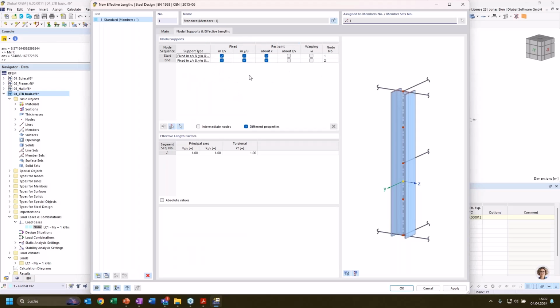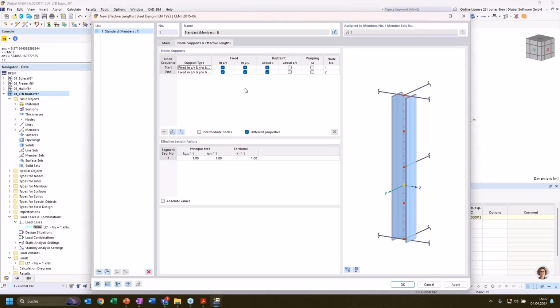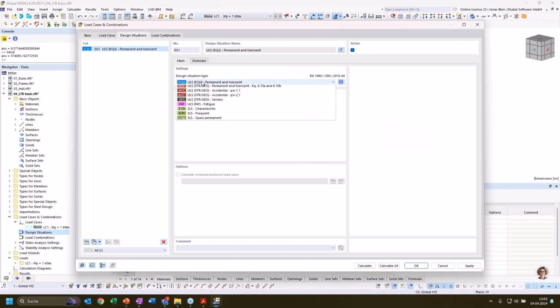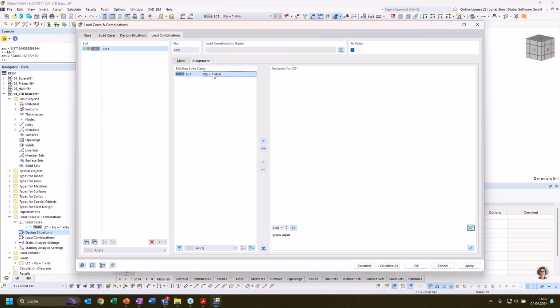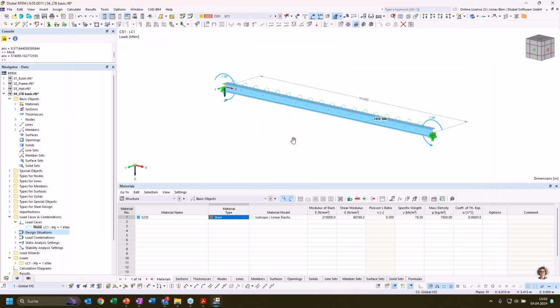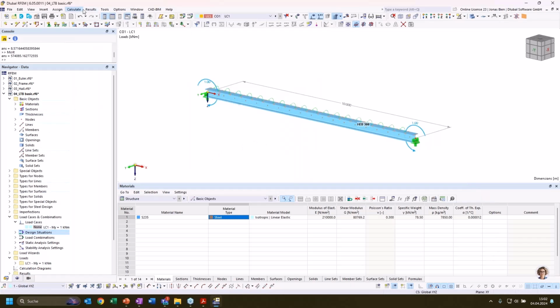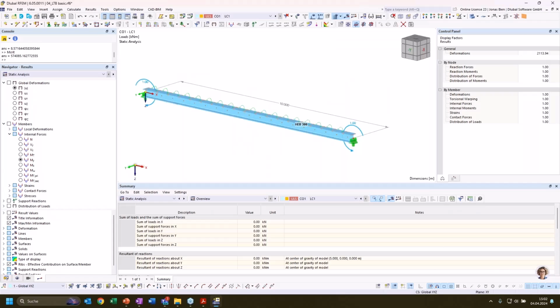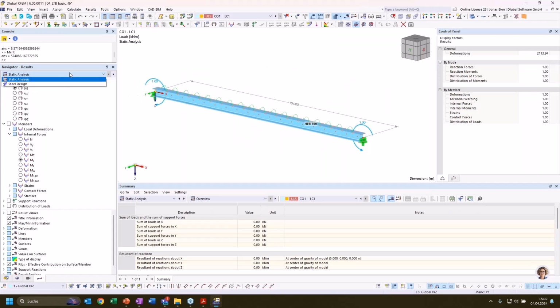Of course, we need to set some boundary conditions here for the design add-on. But in our case, it's quite simple. We have simple support with fork supports, and that's what the default settings are also for the effective length settings. So that should be all right. Okay, in order to perform the steel design, we also need a design situation and some load combination inside this design situation. I will just add a load combination with 1 times the first load combination. If we now do the calculation, so we are running a static analysis, then the structural stability analysis of this member, and then the steel design analysis, let's check the results and compare them.